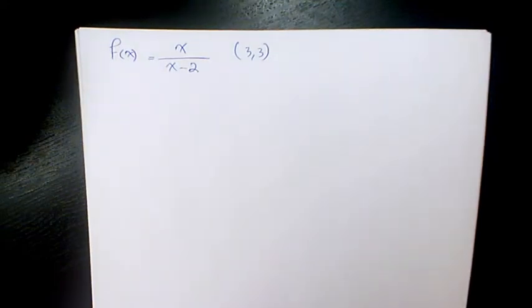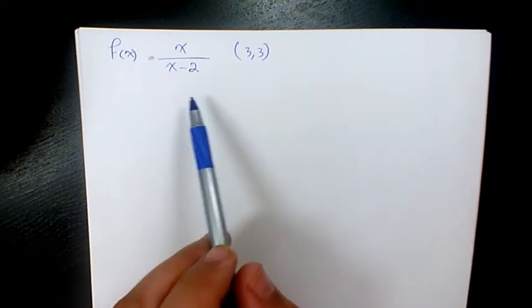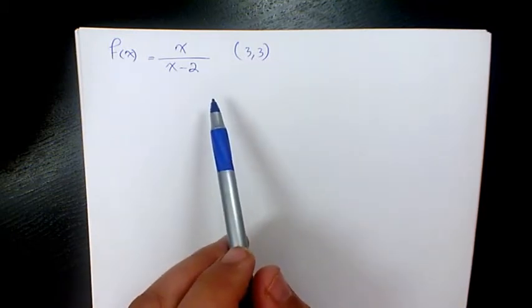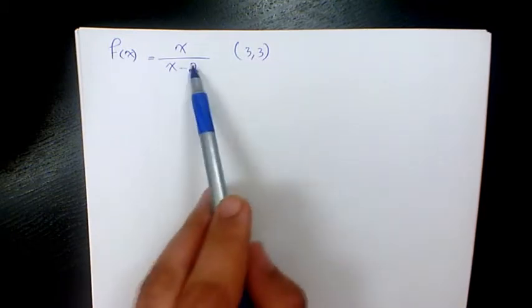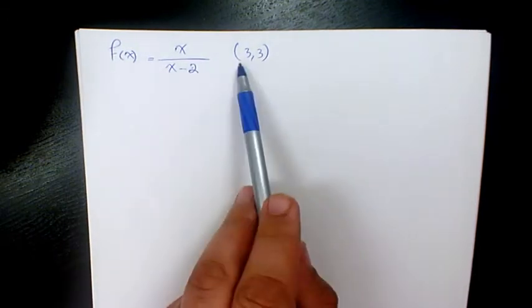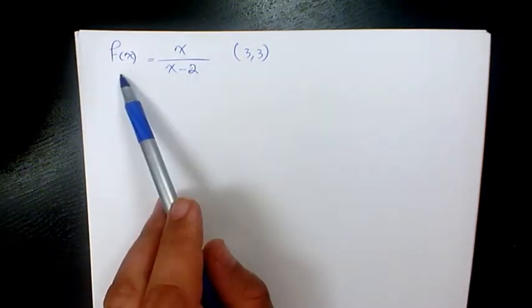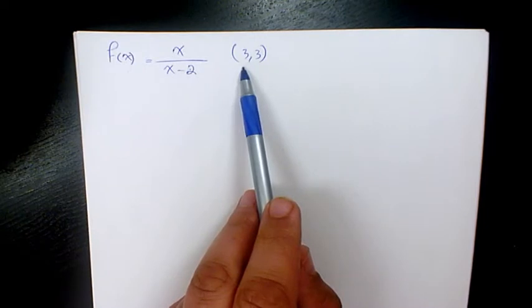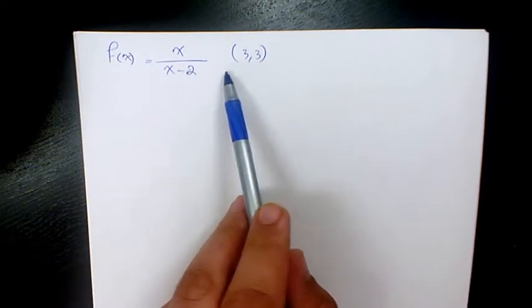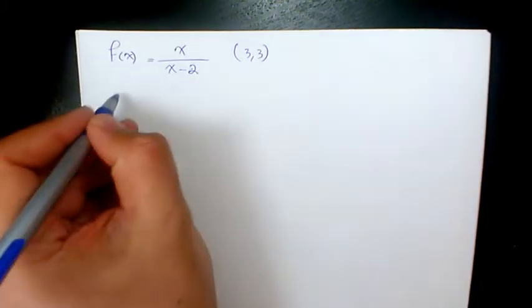Welcome to another video. In this video I want to show you how to find the equation of the tangent to a curve. In order to find the equation for a tangent to a curve, we need to have a function and we need to have a point, because even if we have the same function, for different points we're going to have a different tangent line equation and a different slope. So let's see how to do it.